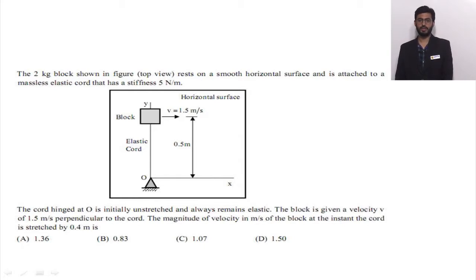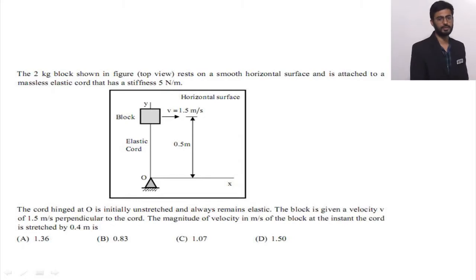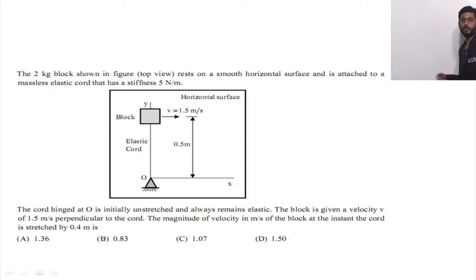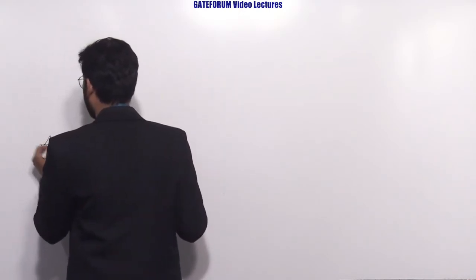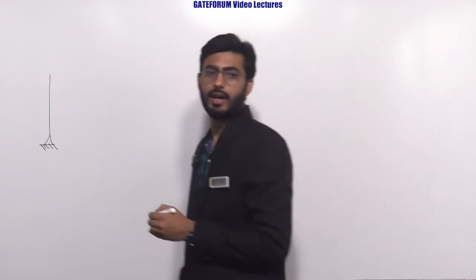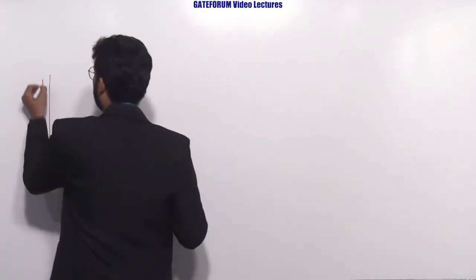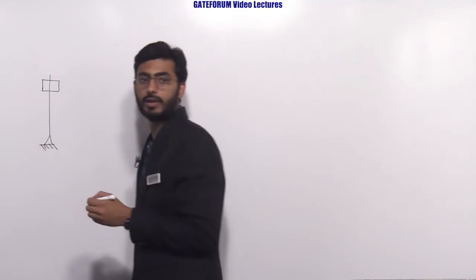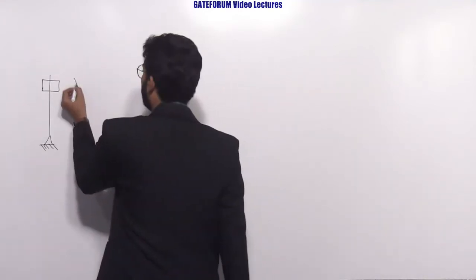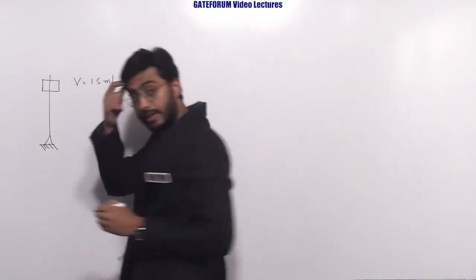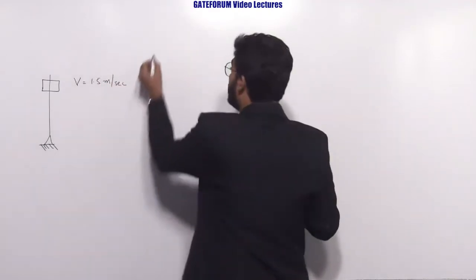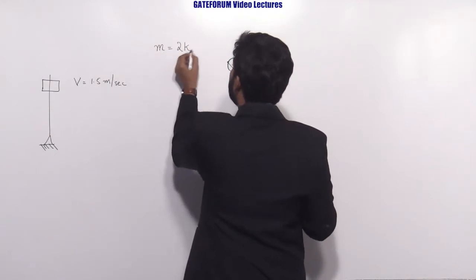What is the magnitude of the velocity in meter per second of the block at the instant the cord is stretched by 0.4 meters? So here is the hinge given to you, and on this hinge there is an elastic cord, and to this a block is attached. The mass of the block is 2 kg.